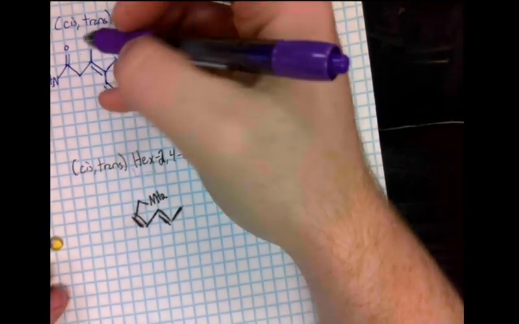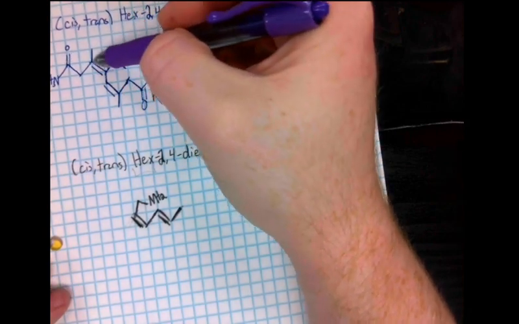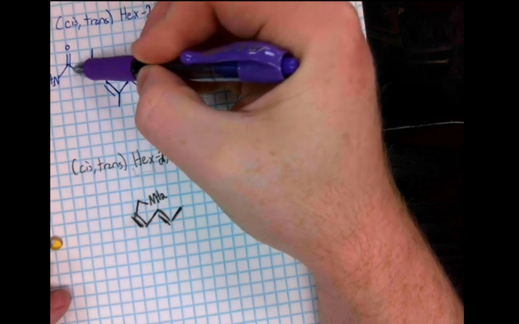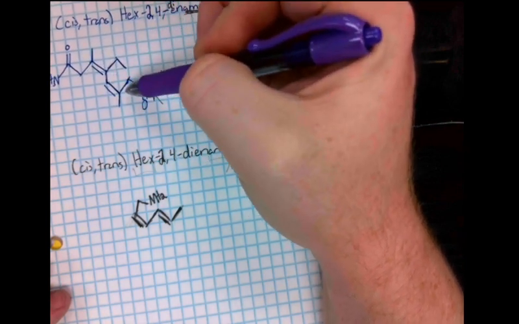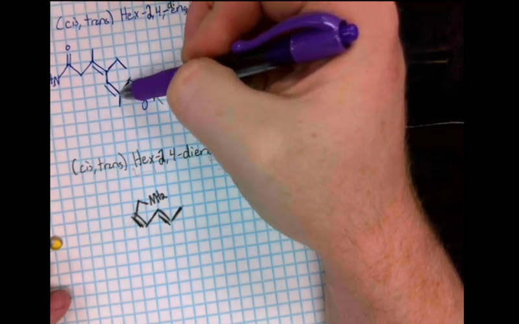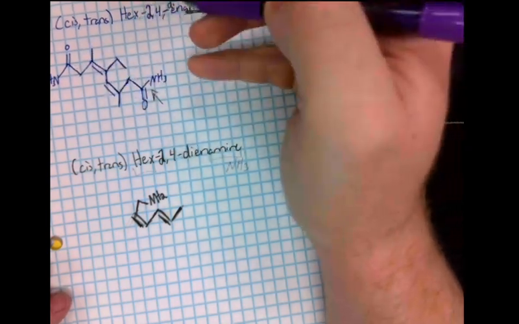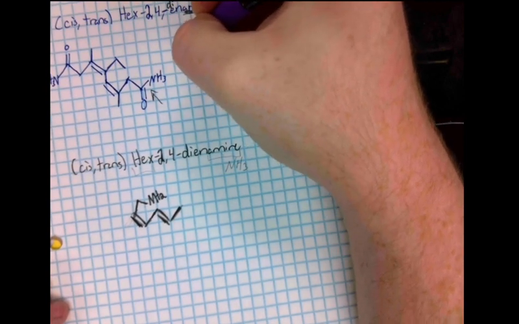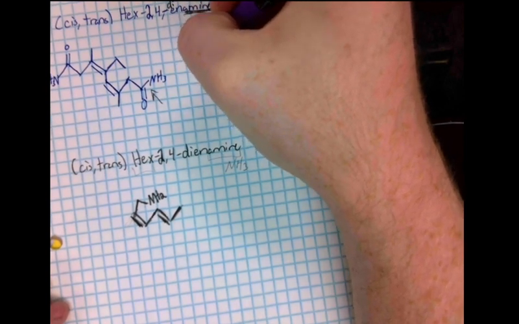So our parent chain, 1, 2, 3, 4, 5, 6, 7, 8. It looks like 1, 2, 3, 4, 5, 6, 7, or 6. 1, 2, 3, 4, 5, 6. 1, 2, 3, 4, 5, 6, 7. So yeah, 8 looks like, so it's 8 carbons with a double bond.